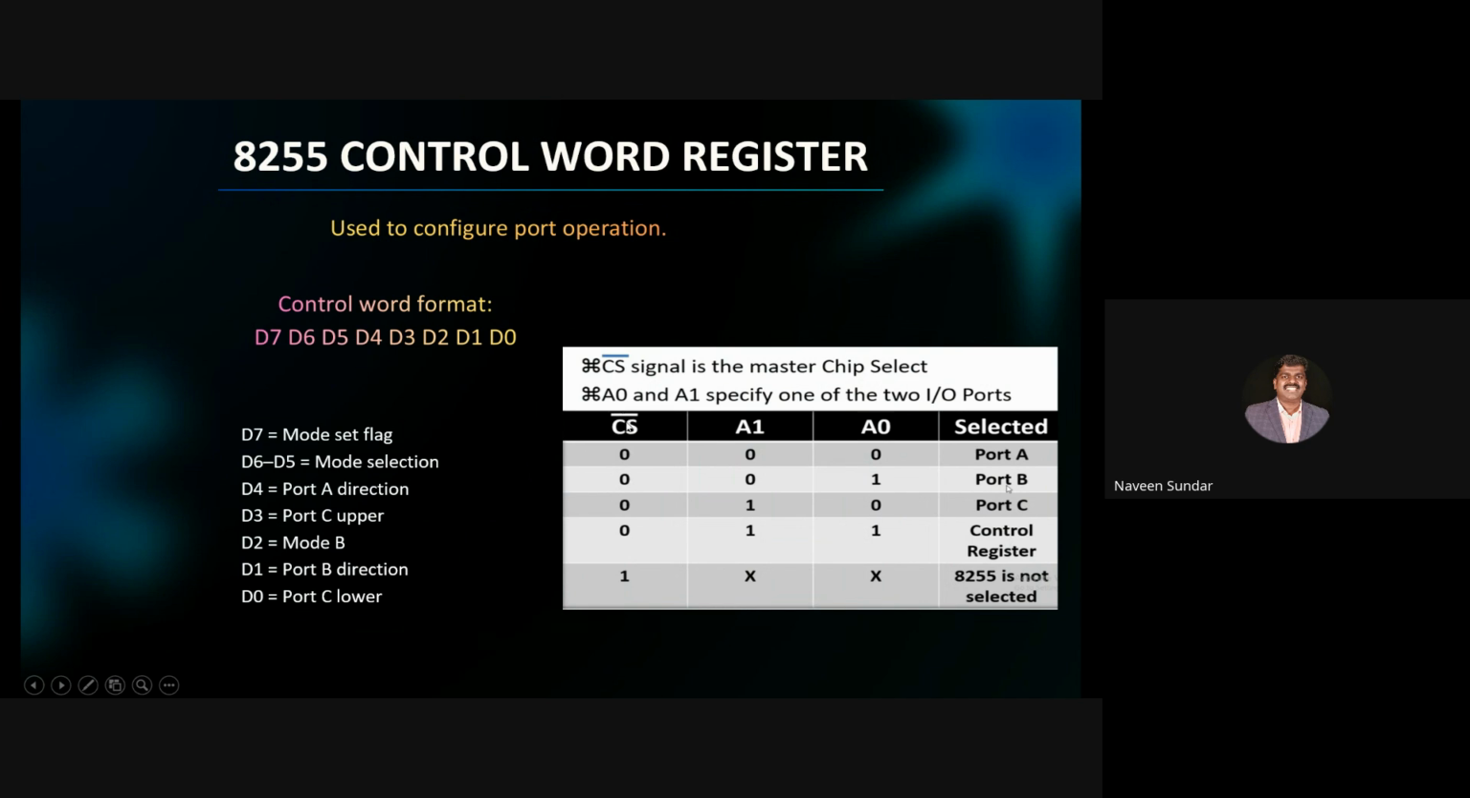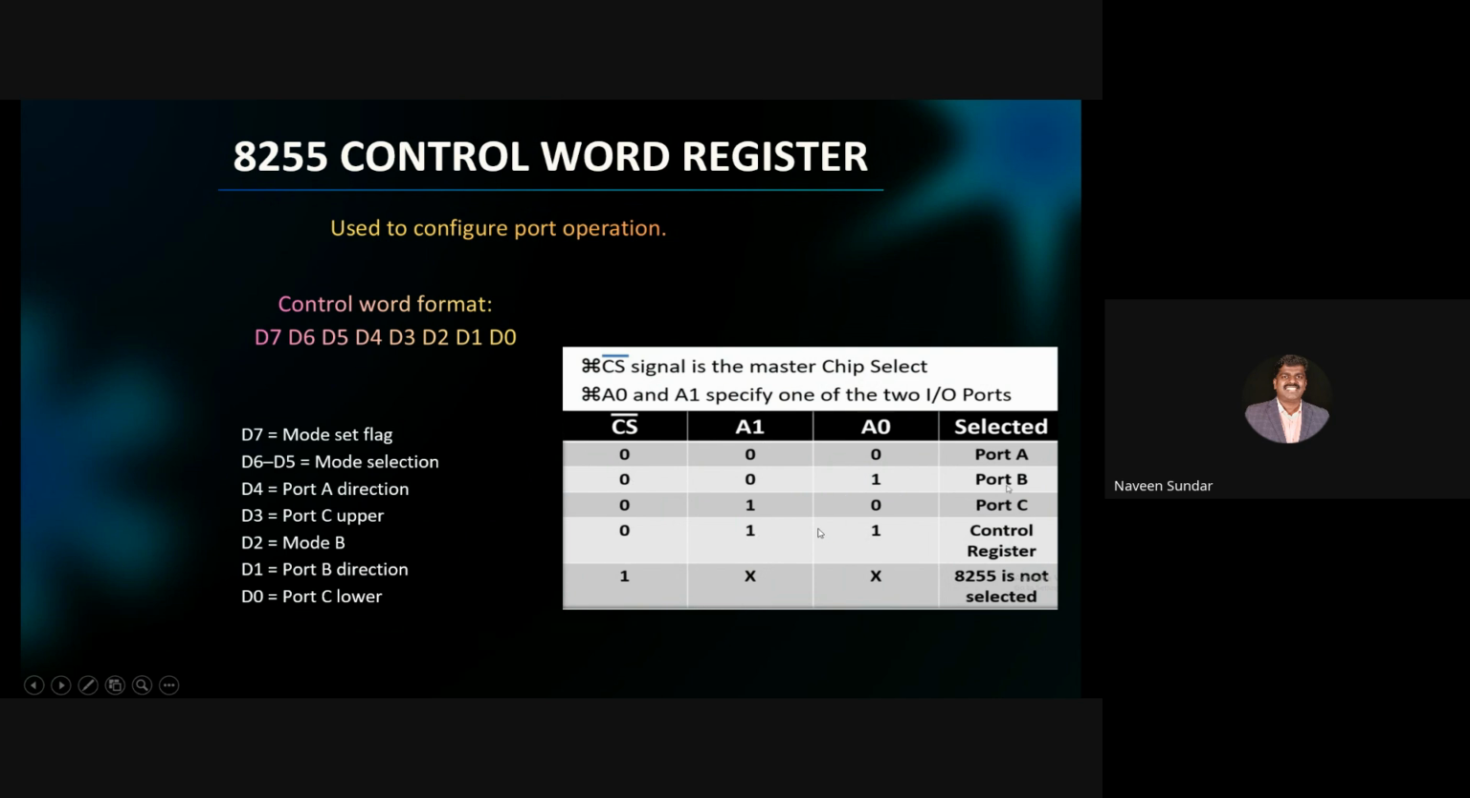That's why we have used the chip select bar. So 0 means it is active, 1 means it is inactive. So 0 means it is selected. Now the A1 and A0 values: if it is 0, 0, port A is selected, and 0, 1 means port B is selected.